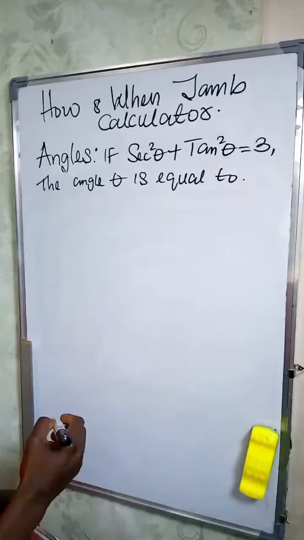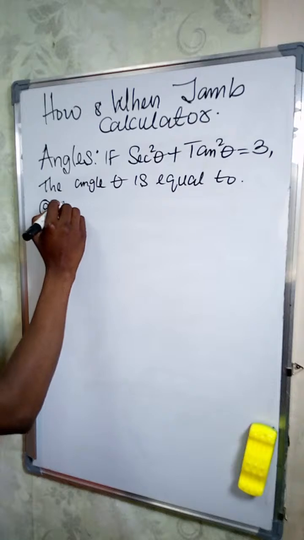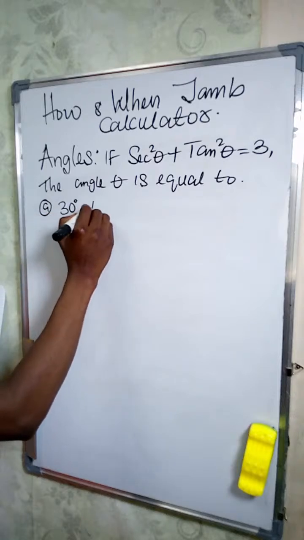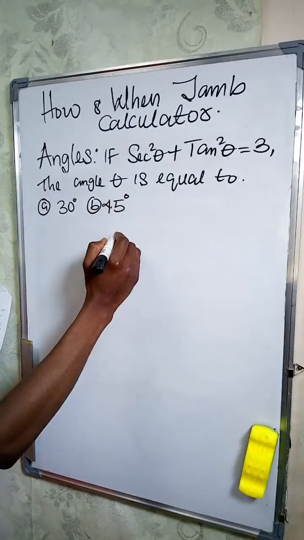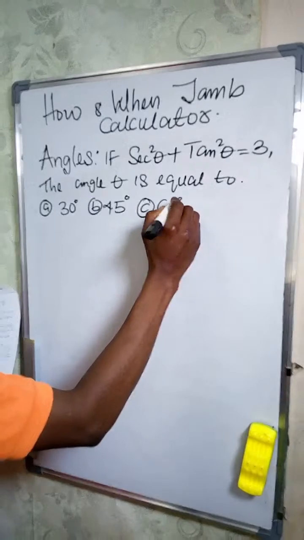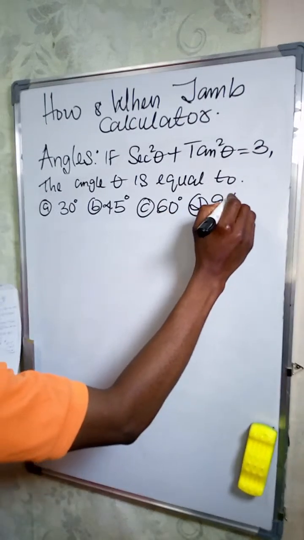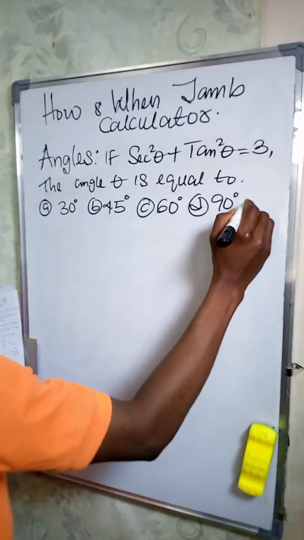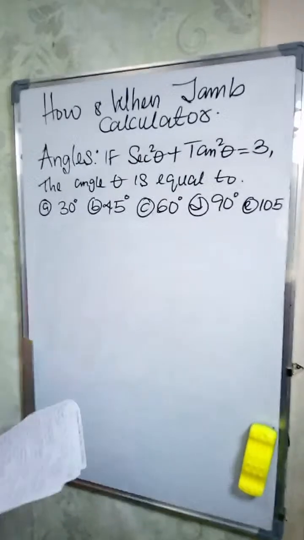Now I go give you the option. Option A, the question say na 30 degree. Option B, the question say theta na 45 degree. Option C, the question say theta na 60 degree. Option D, the question say theta na 90 degree. And option E, the question say theta na 105. Now, how you go fit take solve this question?